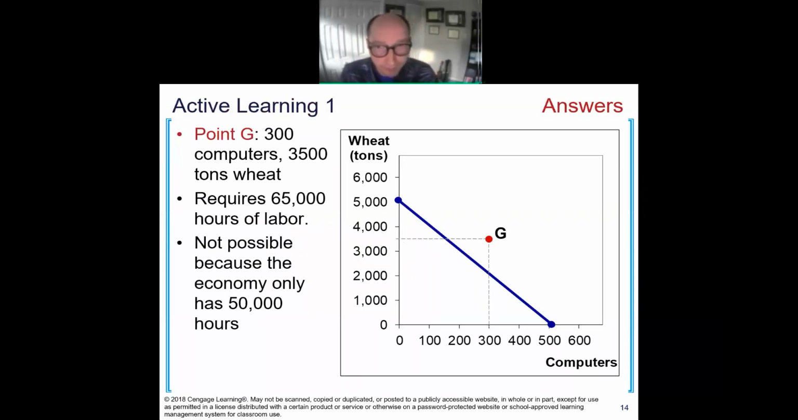And to your point, 300 computers, 3,500 tons of wheat. No, I can't do that. I only have 50,000 hours. That would require me to have 65,000 hours. I don't have that kind of capacity. It's above capacity.